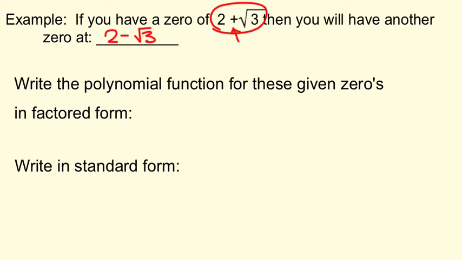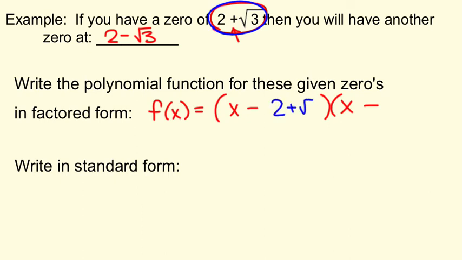So now let's write it in factoring form. F of x equals x minus and x minus. All right, so here's my first zero. There's going to be 2 plus the square root of 3. And here's our other one. 2 minus the square root of 3.